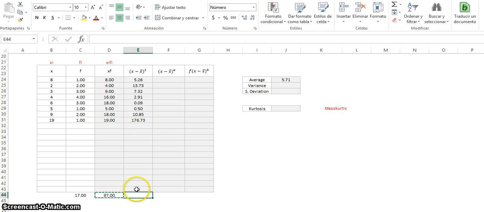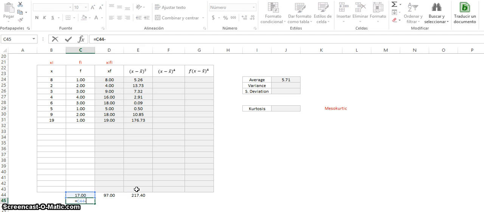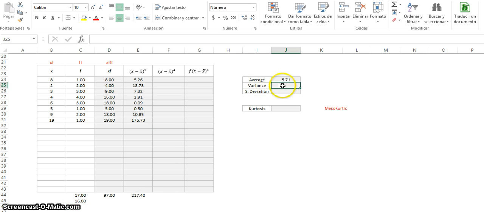Sorry for that, and then remember the variance will be equal to this over the total n, but we're working with samples, so this is n minus 1. Finally, the variance will be equal to this value over this, and the standard deviation is the formula in Spanish.